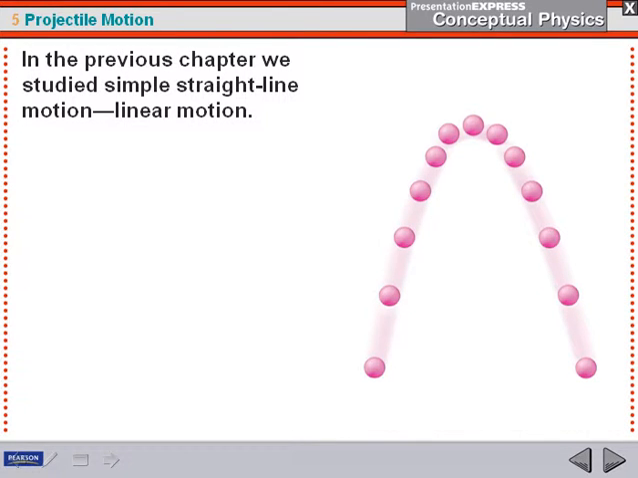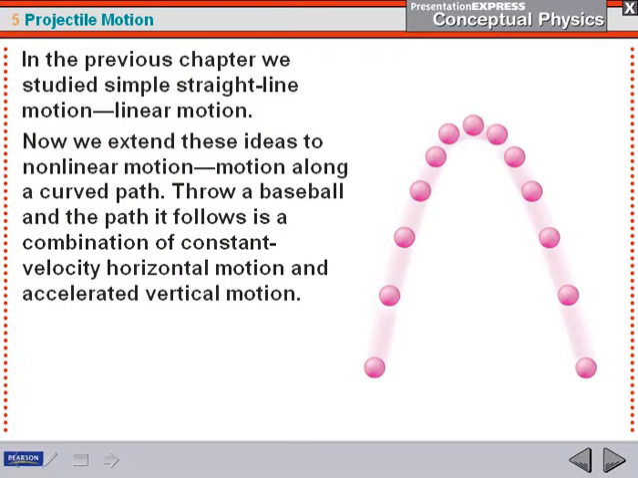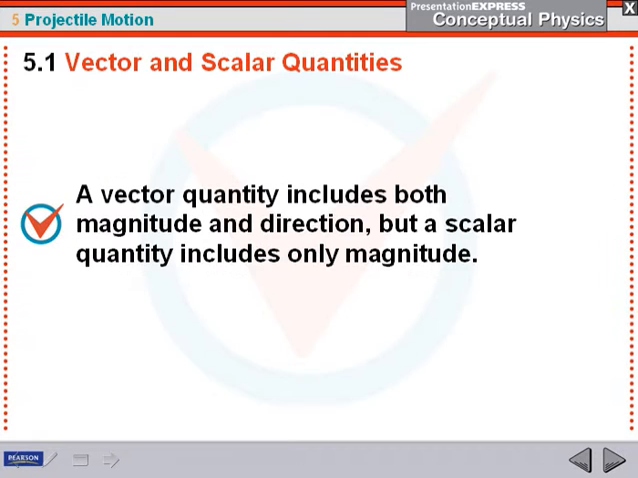Before, we were just looking at simple straight line motion, something moving in a straight line, but now what we're going to do is look at something that's following a curved path like this, such as a baseball being thrown up, and we're going to see that it's a combination of motion horizontally and also motion vertically.